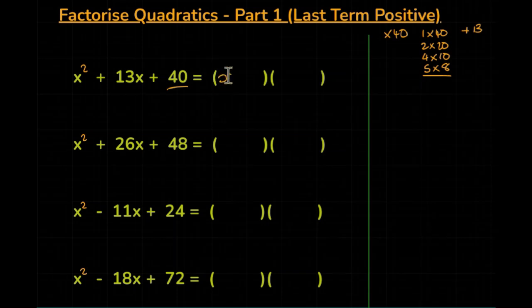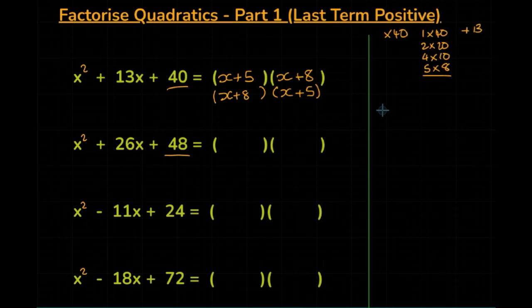It's going to be x plus 5 and x plus 8. Now, I could have written x plus 8 times x plus 5. It really doesn't matter which way round you put the pair of brackets, but the two numbers are plus 8 and plus 5. They add to 13 and they multiply to 40. The next pair then need to multiply to 48. So let's factorise the 48.